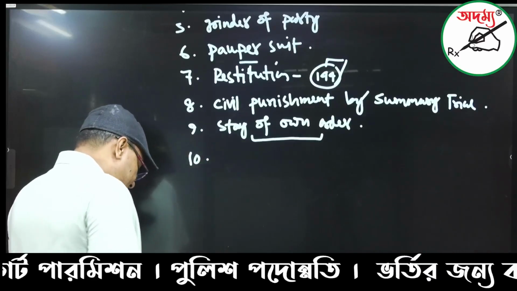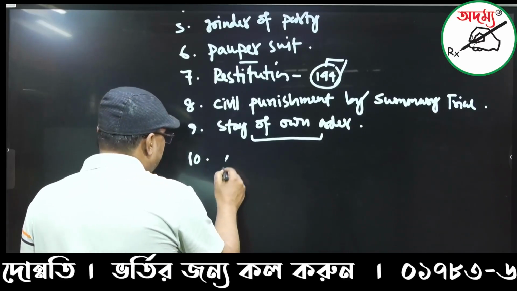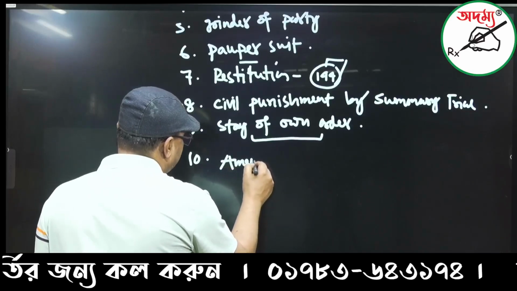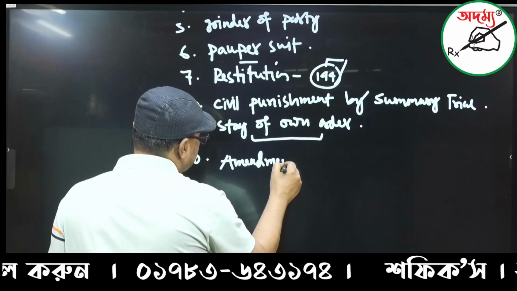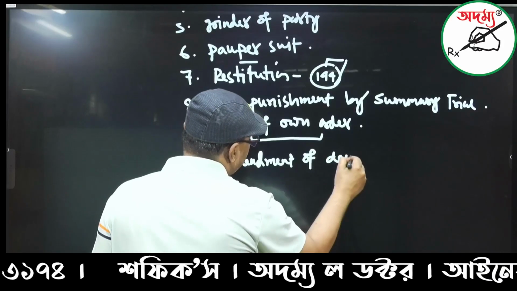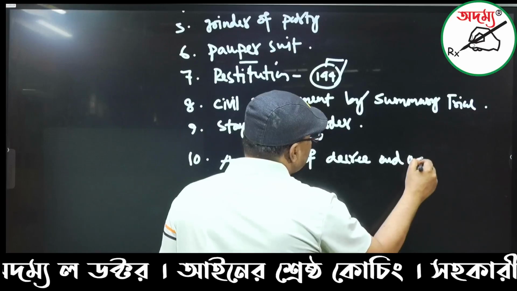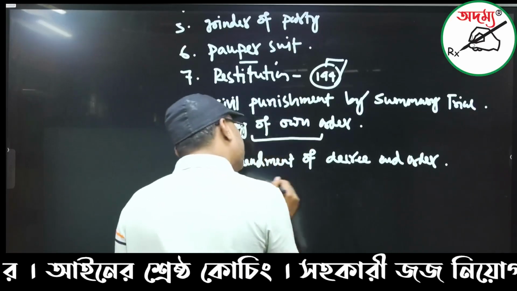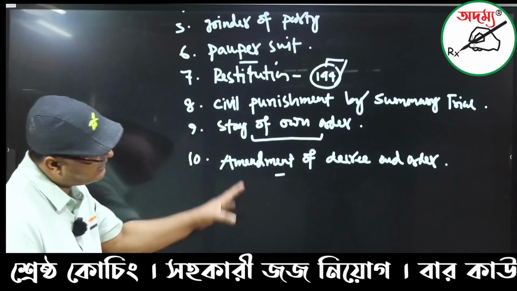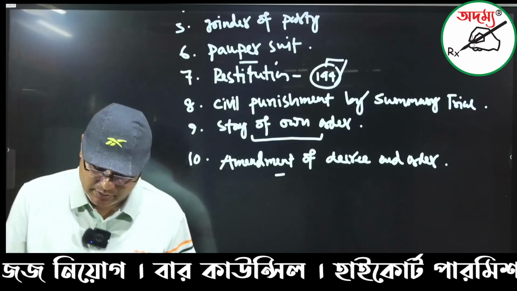Number 10 prescribes the amendment of decree and order. There is an applicability in this regard to amend the decree and order. There must be the existence of the inherent power of the code.